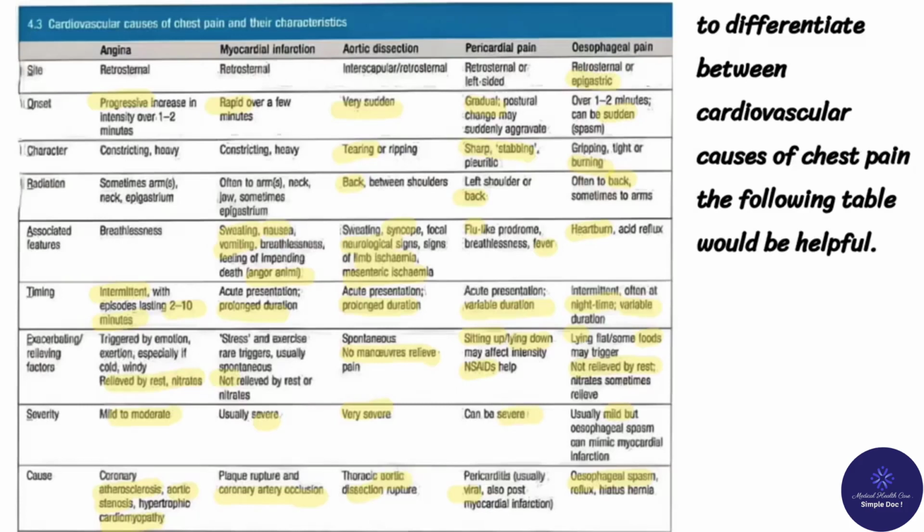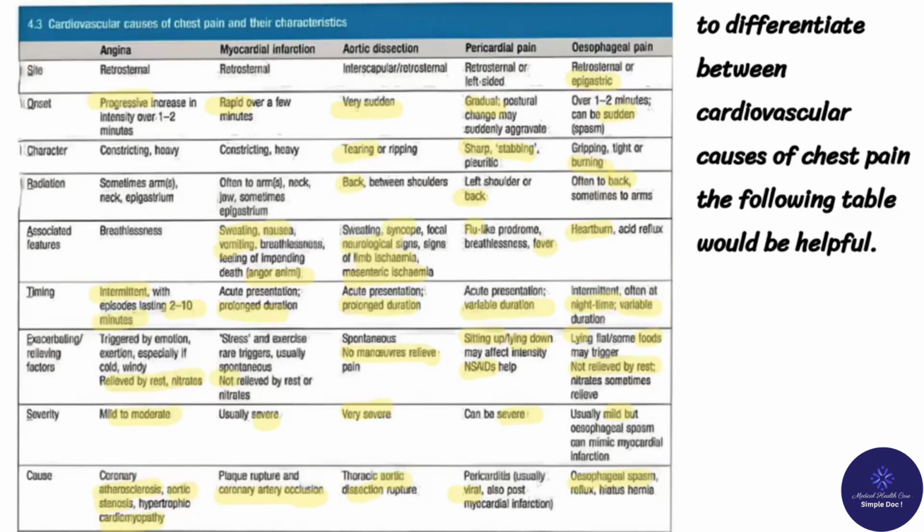Both angina and myocardial infarction are increased by exercise; angina is relieved by rest and nitrate, myocardial infarction is not. In aortic dissection no maneuver relieves pain. Pericardial pain: sitting or lying down may affect intensity of pain, NSAIDs help. Lying flat and some foods increase esophageal pain, and it is not relieved by rest. Angina is mild to moderate, myocardial infarction severe, aortic dissection very severe, pericardial pain can be severe, esophageal pain usually mild, but esophageal spasm can mimic myocardial infarction.